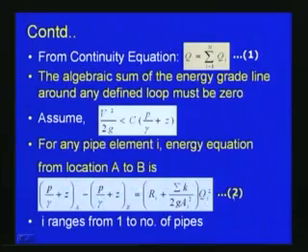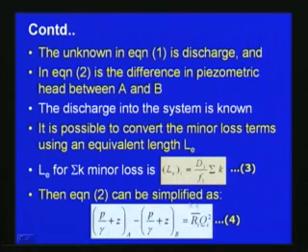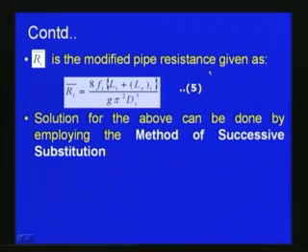Here we can simplify: p by gamma plus z for A minus p by gamma plus z for B is equal to R i bar Q i square, where R i bar is the modified pipe resistance. We can convert this with respect to the modified pipe resistance as 8 f i into L i plus L e i, divided by g pi square d i to the power 5.